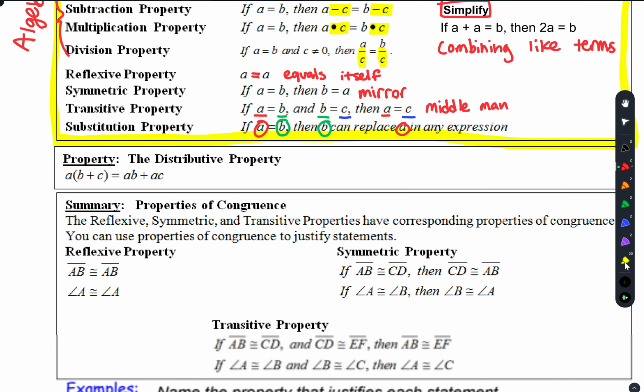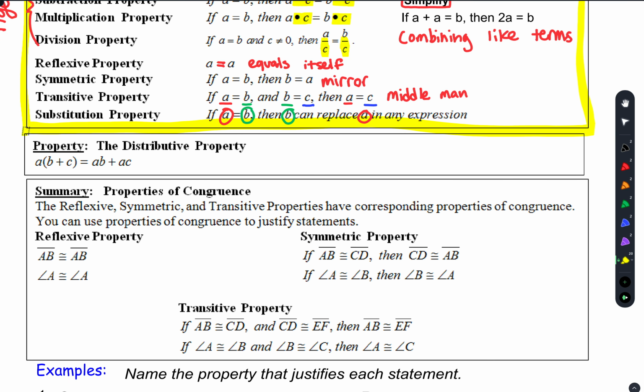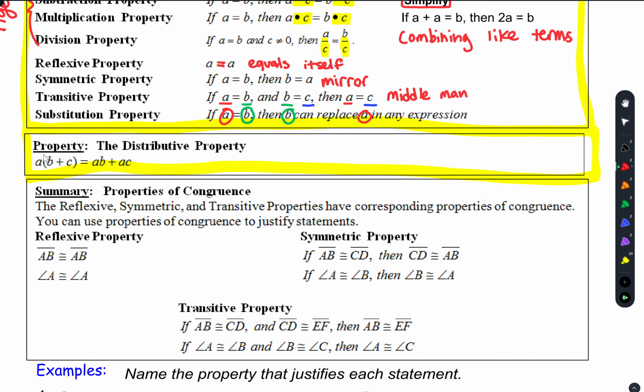The next one, again, one that we use all the time but don't really name too often, is the distributive property. Another algebraic property, it says that if I have something on the outside of some grouping symbols, like A times B plus C, I can multiply that A to every piece inside of my parentheses to get A times B plus A times C. We've used this before, yes, I'm not telling you anything crazy.